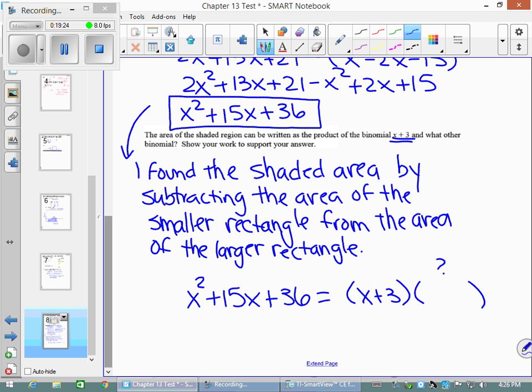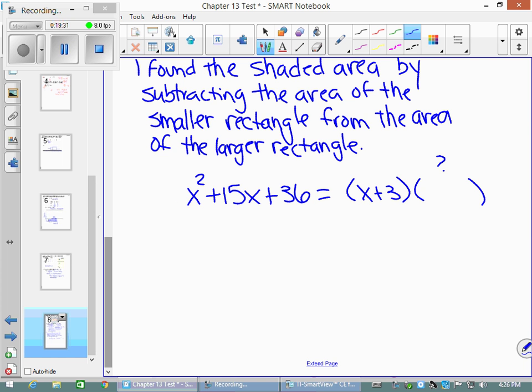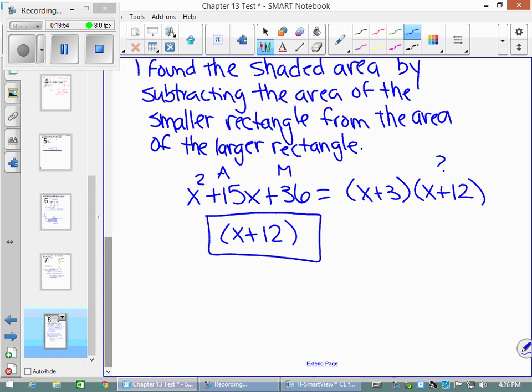So if we were just factoring this trinomial, we'd be asking ourselves what multiplies to 36 while also adding to 15. And the nice thing is that we have one of the numbers already. We have 3. So what you're really answering is 3 times what gives you 36, and 3 plus what gives you 15. And that number is going to be 12. So x plus 12 is the other binomial that would multiply with x plus 3 to give you that trinomial of the shaded area. And all you needed to do there was just to show that work to support your answer, which we showed by factoring.